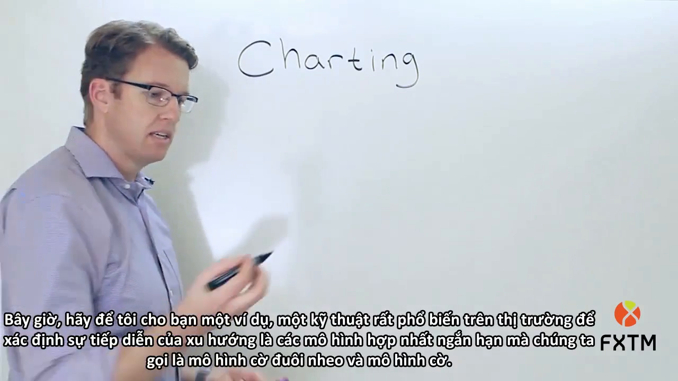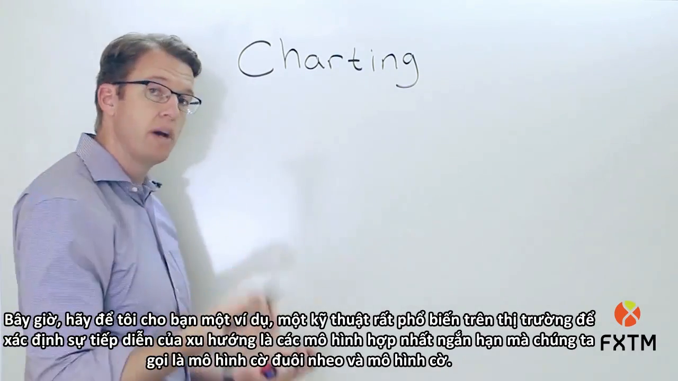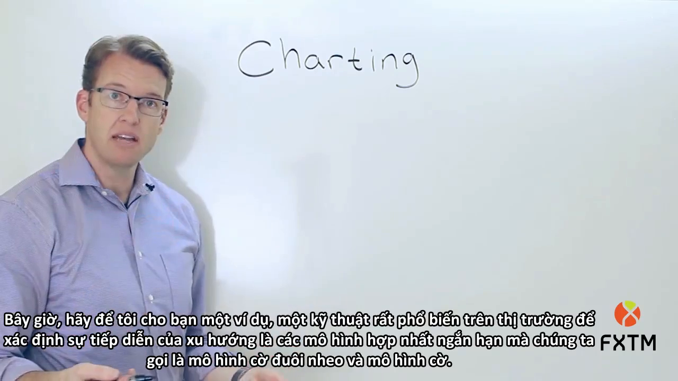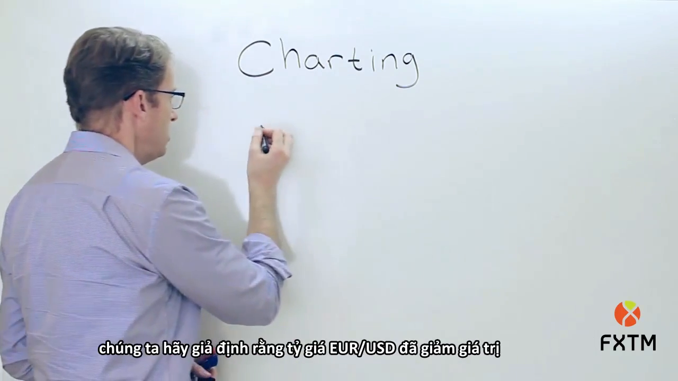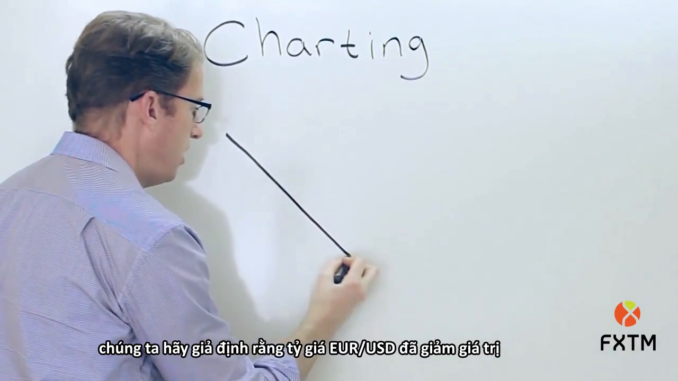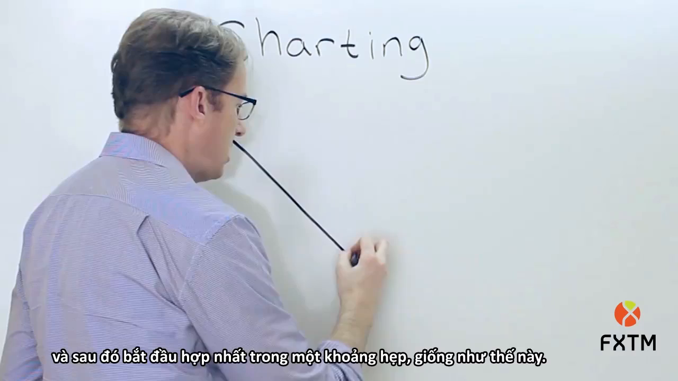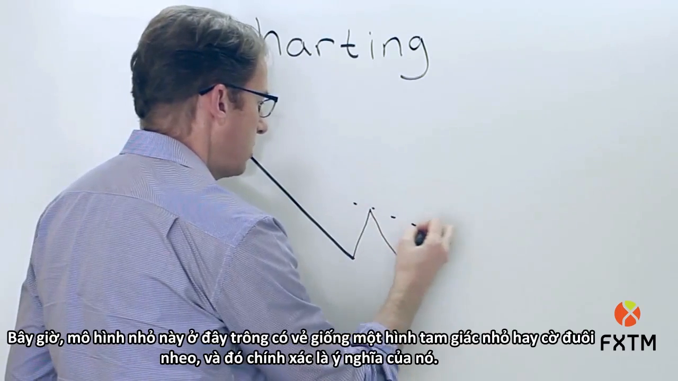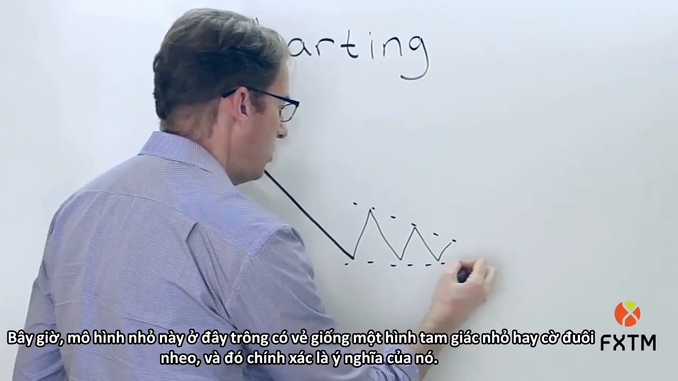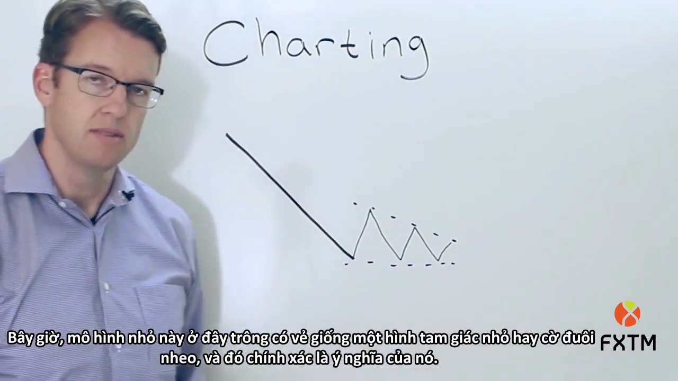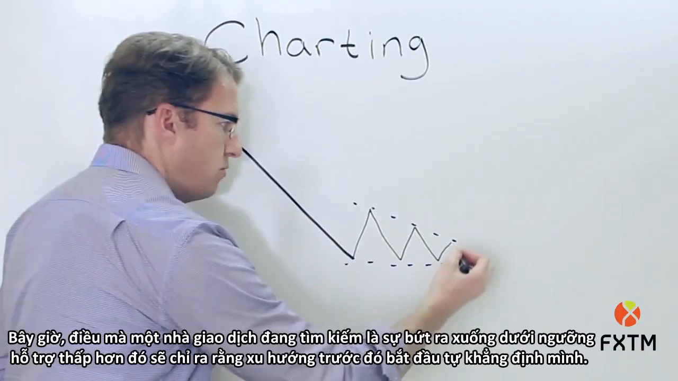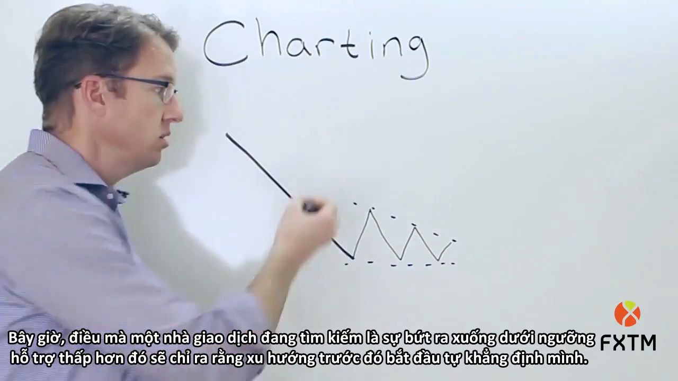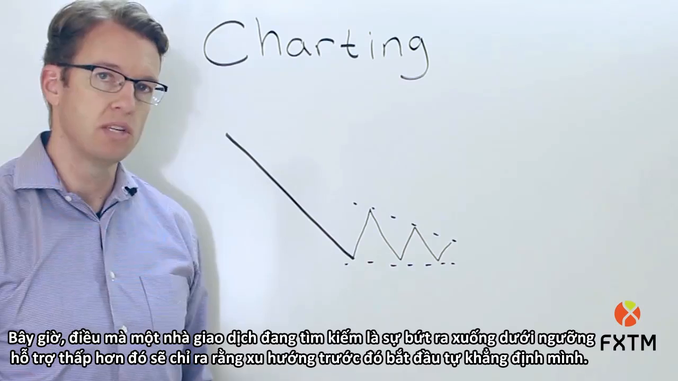A very common technique out there in the market to identify a continuation of the trend are these short-term consolidation patterns that we call pennants and flags. So let's do a bearish example. Let's say that the euro to the US dollar had been falling in value and then begins to consolidate within a narrowing range. Just like this. This little pattern here looks kind of like a small triangle or a pennant, and that's exactly what it is. What a trader is looking for is a breakout below that lower support level that would indicate that the previous trend was beginning to reassert itself.